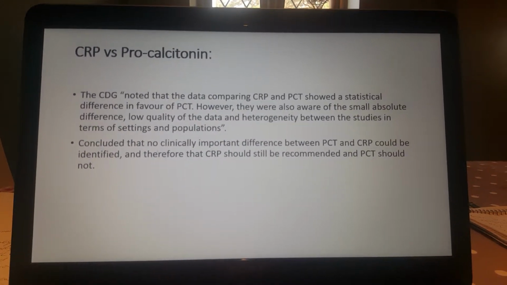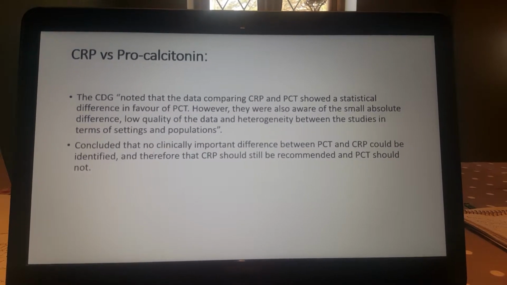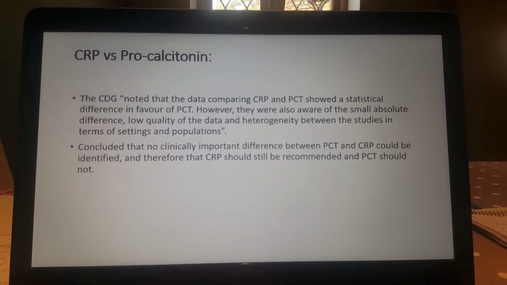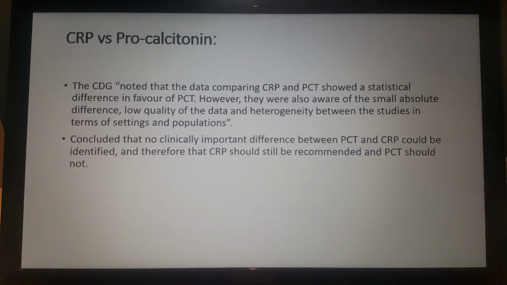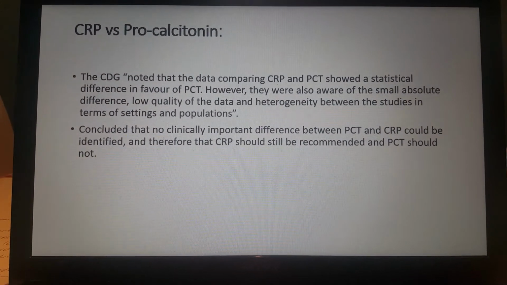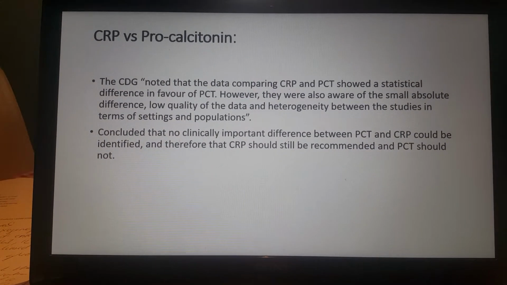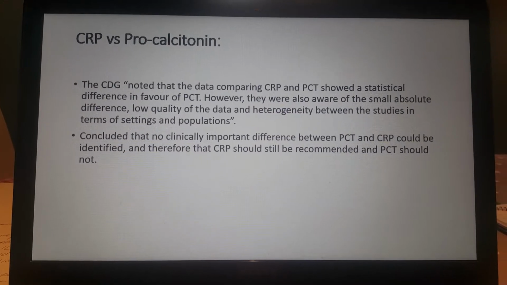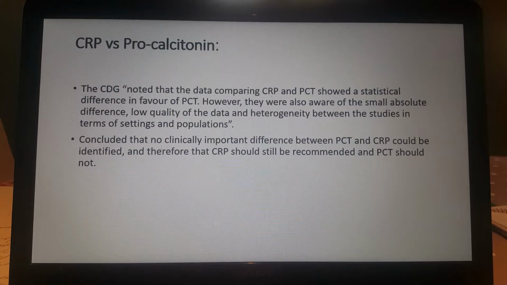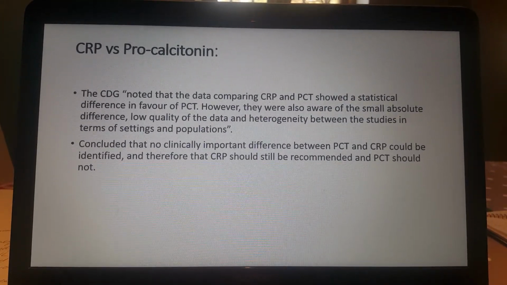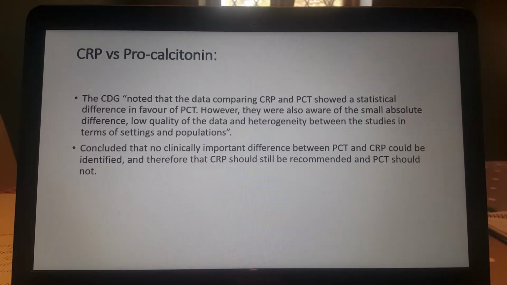However, the guideline group noted that the data comparing CRP and procalcitonin showed a statistical difference in favour of procalcitonin, but they were also aware of the small absolute difference, the low quality of the data, and heterogeneity between the studies in terms of settings and populations. And their conclusion, therefore, was that there was no clinically important difference between them, and therefore the CRP should still be recommended and PCT, procalcitonin, should not. Some of this came down to the fact that procalcitonin is primarily used in research settings, and also it's a more expensive test.